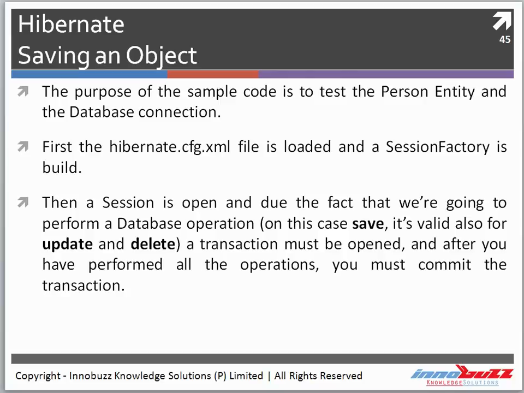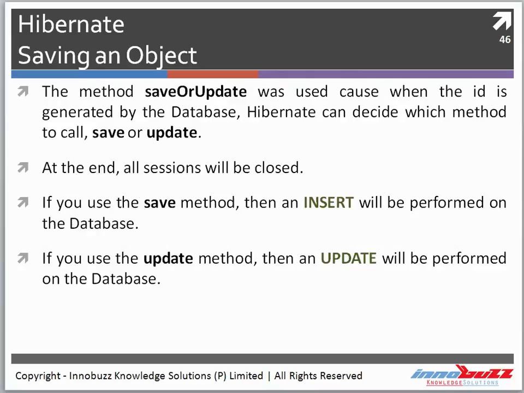Here you have an explanation of the save or update method. Please review. Notice that we're using the save or update method because Hibernate is going to manipulate the ID of the object, and through that attribute, Hibernate can decide if the save method must be called or instead the update method must be called.